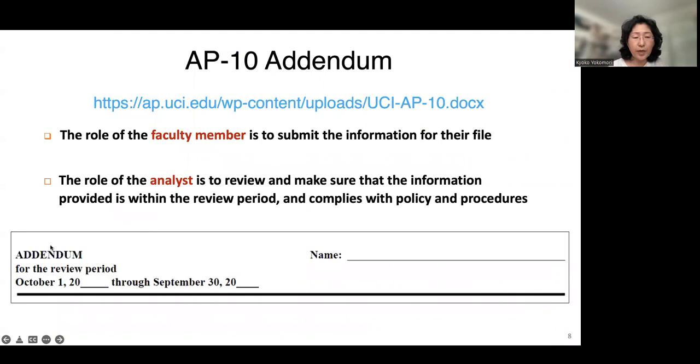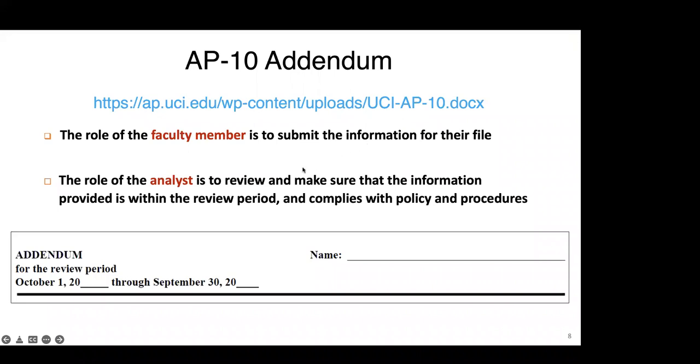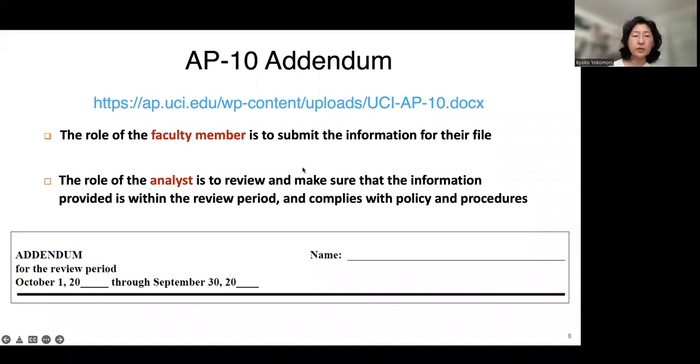So the AP-10 form header should look like this. If it's not like this, then you're using the wrong form. So please try to use the right one, which can be downloaded from this link. It is a faculty member's responsibility to fill out this form. You don't want to just give a CV and a blank AP-10 form to the department analyst and ask them to fill out this form, because it really doesn't work. It is really the faculty member's responsibility to fill out this form by yourself. The analyst could help you with the accuracy of the employment history or the review periods, that kind of minimum administrative things.